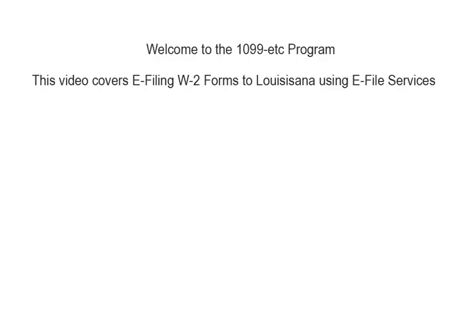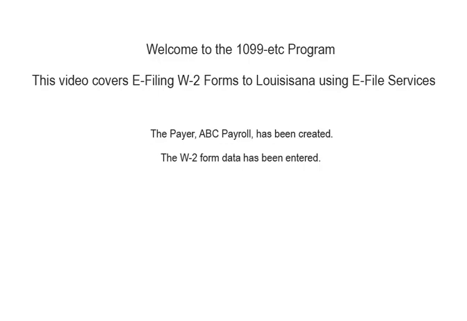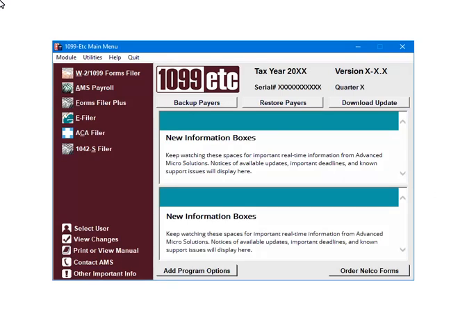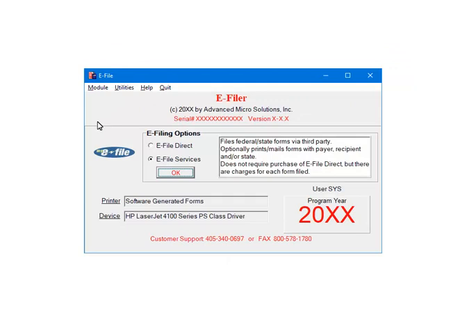This tutorial covers e-filing the W-2 forms to Louisiana using e-file services. To begin, the payer ABC Payroll has been created, and the W-2 form data has been entered. This is the main menu. To continue, select e-filer. This is the e-filer menu. Select e-file services. Now click OK.